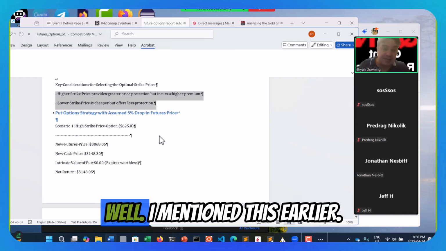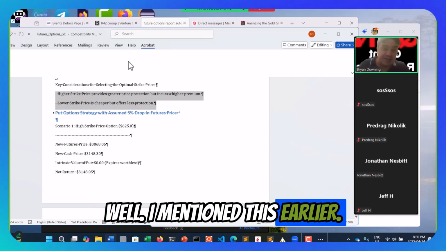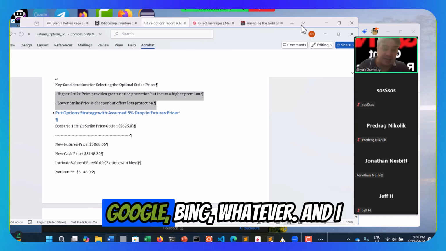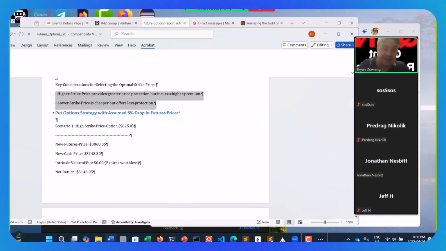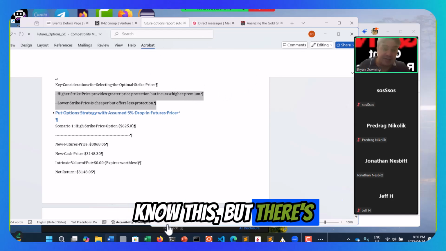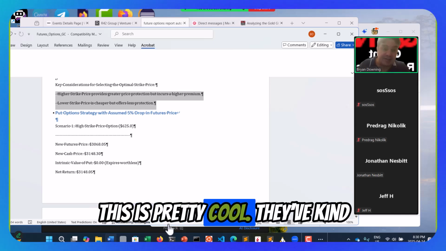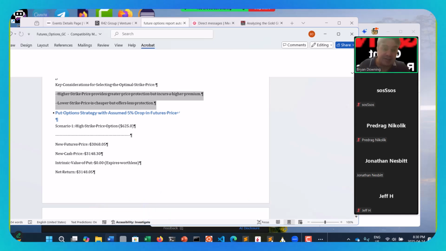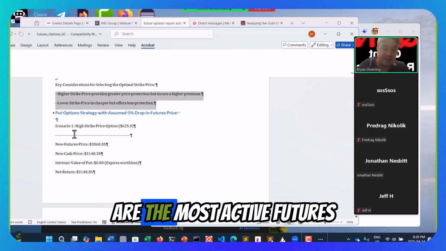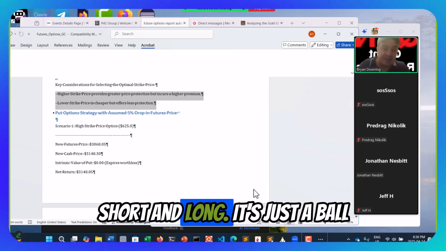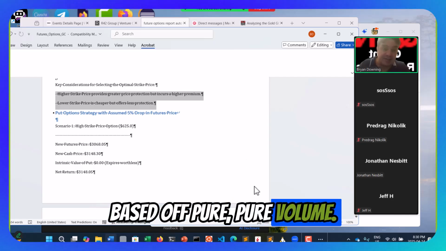I want to show you something as well. I mentioned this earlier. If I go over to Google, Bing, whatever, and look up most active futures, I don't know if people know this, but there's something called most active futures. This is from Barchart. This is pretty cool. They've kind of restricted this, but you could calculate what are the most active futures right now, both on the short and long side. It's just all based off pure volume.